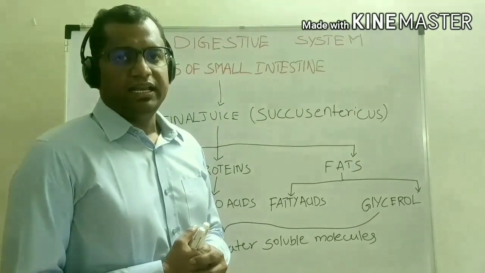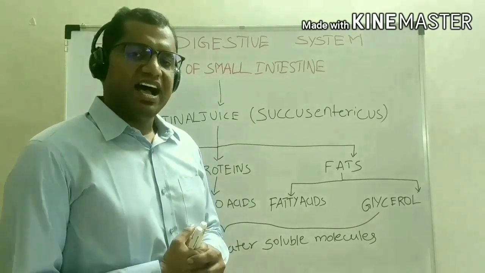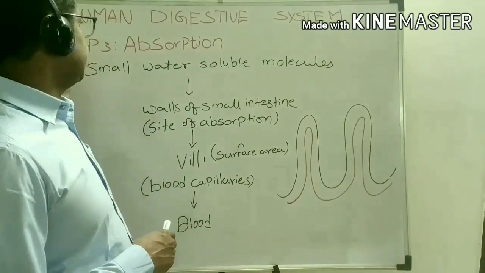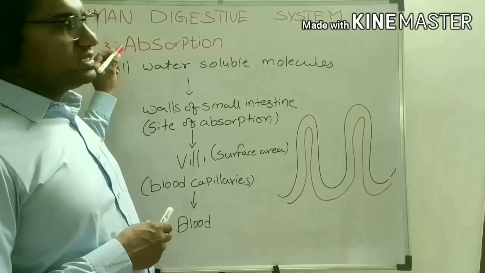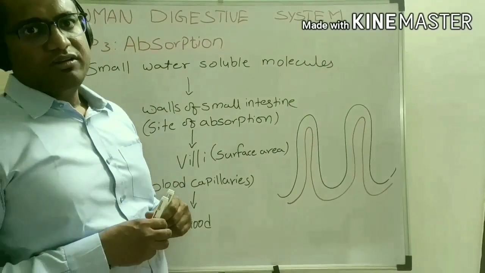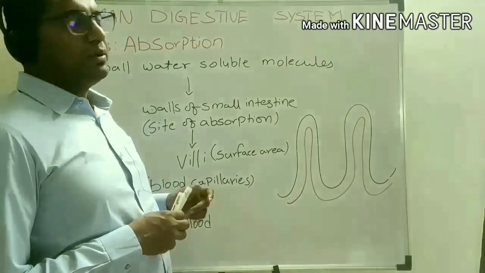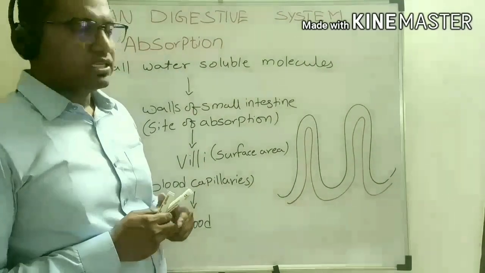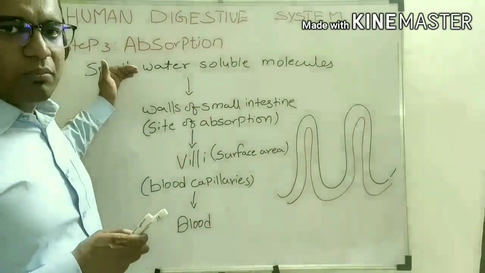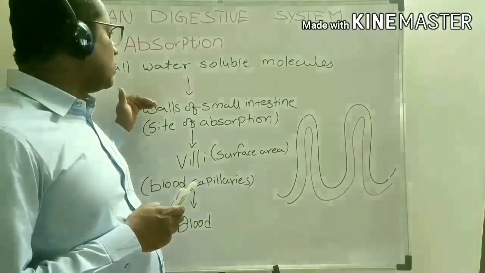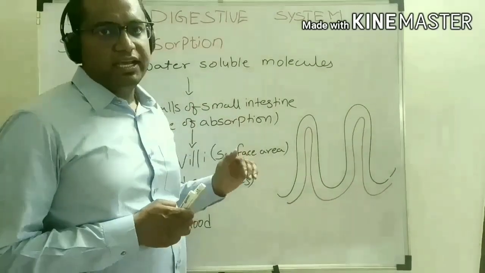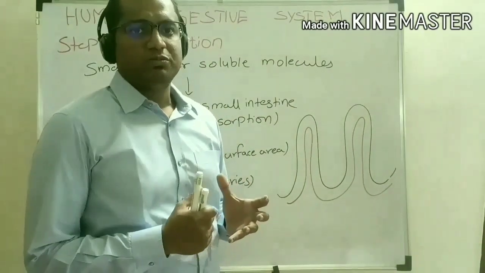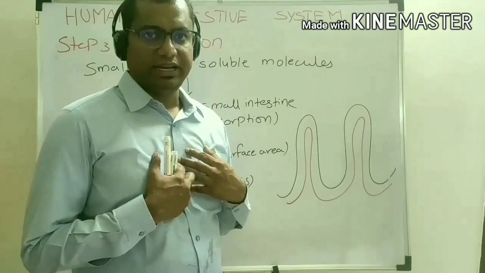Now let us enter into step 3, that is absorption. Now we are entering into the step 3 of digestive system, that is absorption. The food which is digested in step 2 became small water soluble molecules. Now these water soluble molecules are absorbed by walls of small intestine. Here small intestine is the actual site of absorption of whatever food we take.